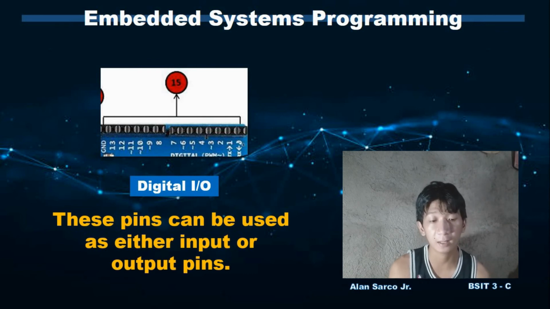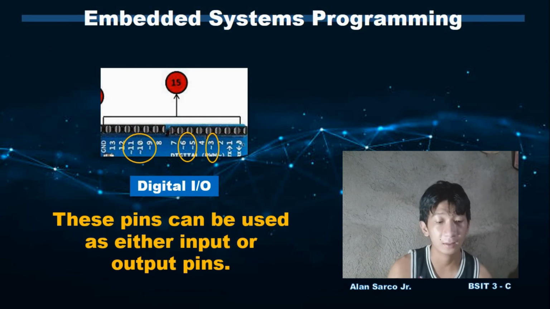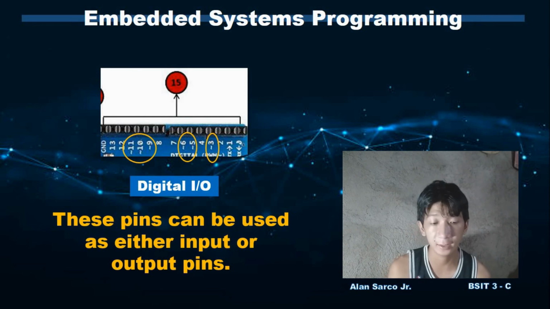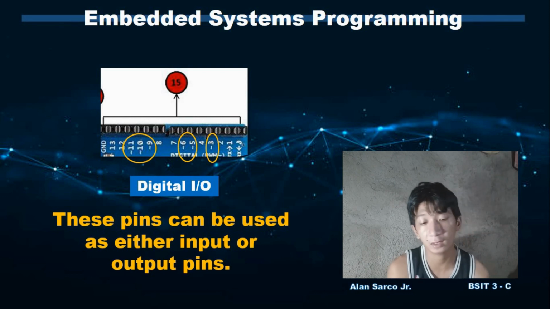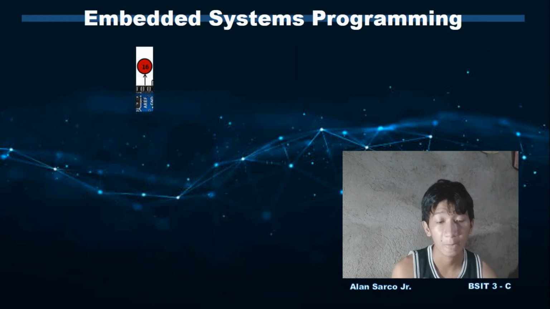Some of the digital pins are labeled with a tilde symbol, as you can see in the picture. The pin numbers 3, 5, 6, 9, 10, and 11 have this symbol. These pins act as normal digital pins but can also be used for pulse width modulation, or PWM, which simulates analog output, like fading an LED in and out. So that is the digital I/O.